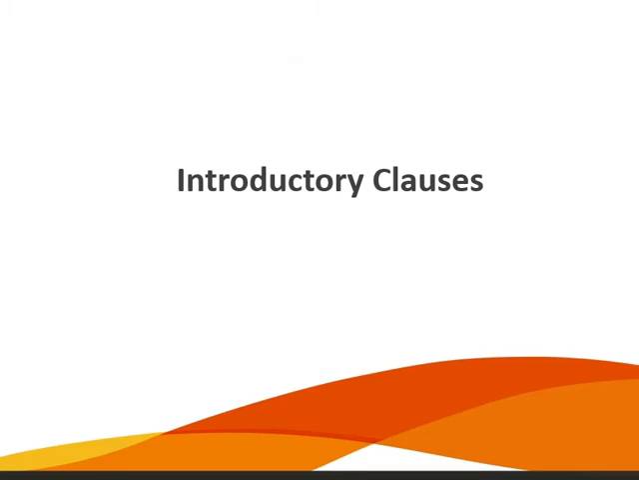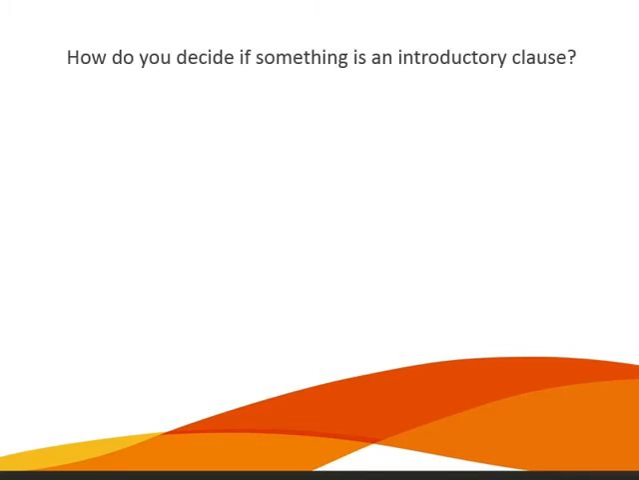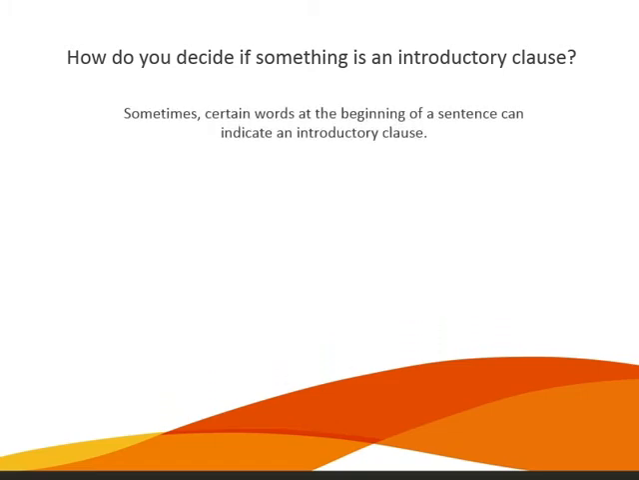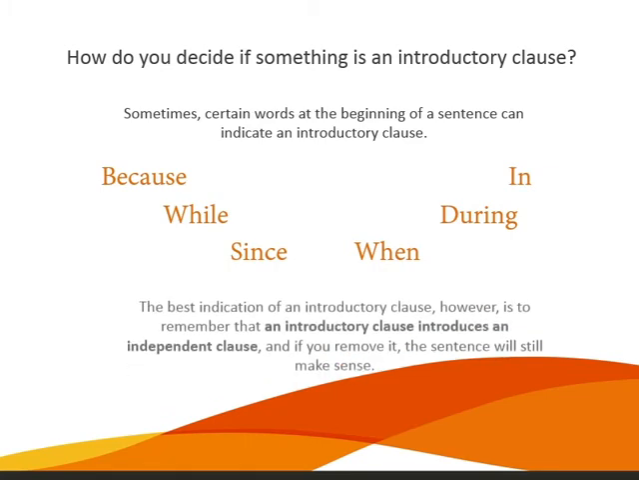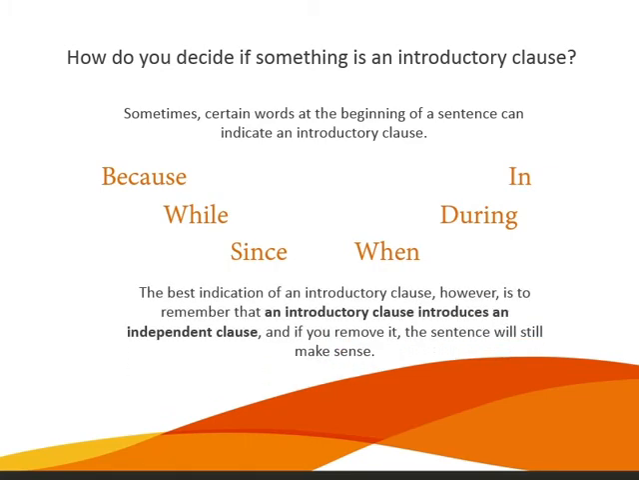How do I decide if something is an introductory clause? Well, it introduces a sentence, of course, but there are certain words that indicate an introductory clause, and by recognizing these words, you will be able to recognize many types of introductory clauses. Because, while, since, when, during, and in are some of these words. The best indication of an introductory clause, however, is to remember that an introductory clause introduces an independent clause, and if you remove it, the sentence will still make sense.